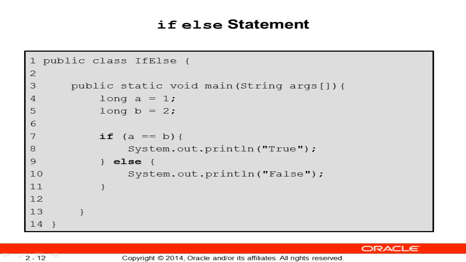So in this example, we check to see if the value of our variable a is equal to the value of our variable b. And since our expression equals false, it will then print out false to the screen.